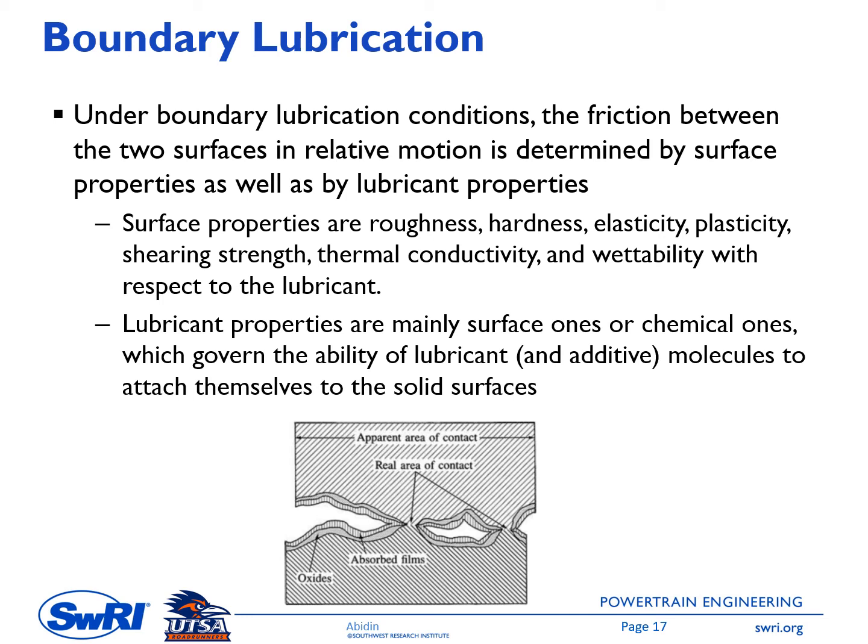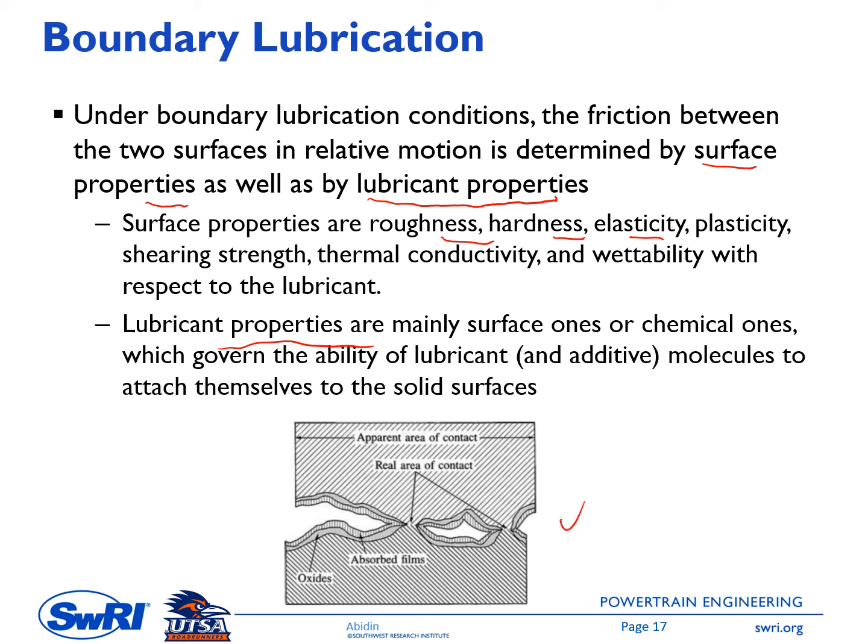Under boundary lubrication conditions, the friction between the two surfaces in relative motion is determined by surface properties and by lubricant properties. Surface properties are roughness, hardness, elasticity, plasticity, shearing strength, thermal conductivity, and wettability with respect to the lubricant. And lubricant properties are mainly surface or chemical ones, which govern the ability of the lubricant and additive, if any, to attach themselves to the solid surface.